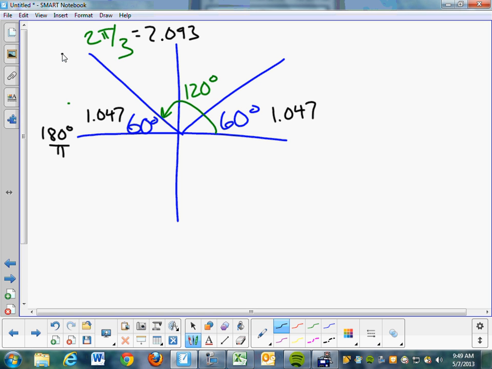My point is, it's not always going to work out just super nice and perfect to be 2 pi over 3. So you got to be ready to work through it. You guys have already had a whole quarter of trigonometry, so that's not going to be any issue for you.